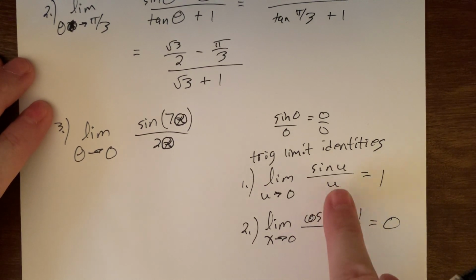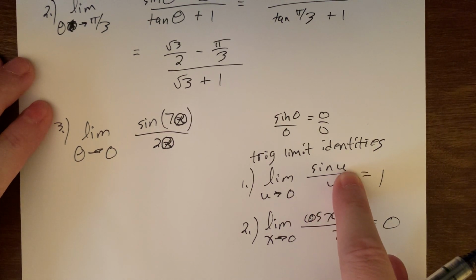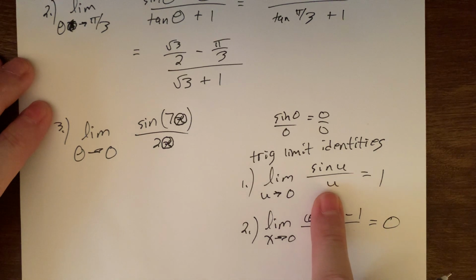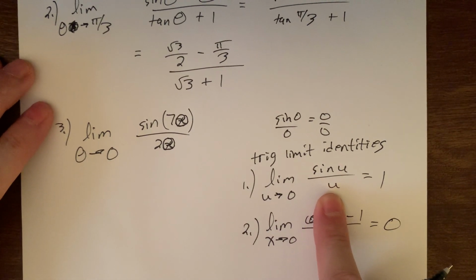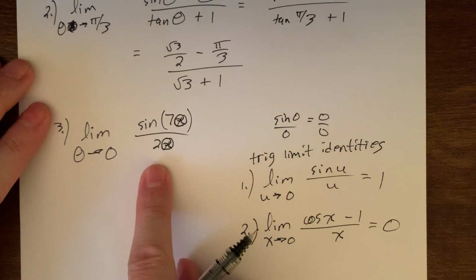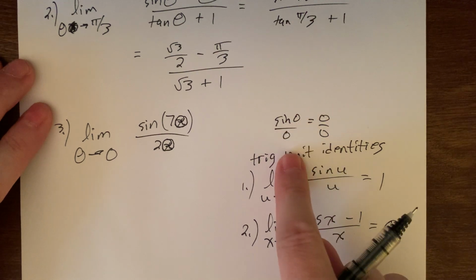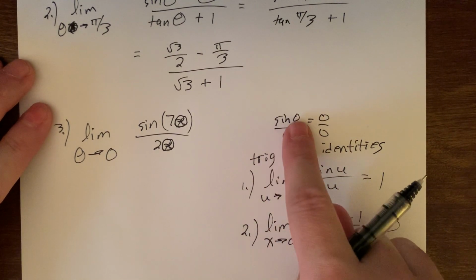The key to this identity is that whatever the angle is inside the sine, you have that exact same thing in the denominator. So that's the key. Some people see this, they come right back to here, and they go, oh, look, it's sine 0 over 0, that equals 1. No, no, no, no, no.